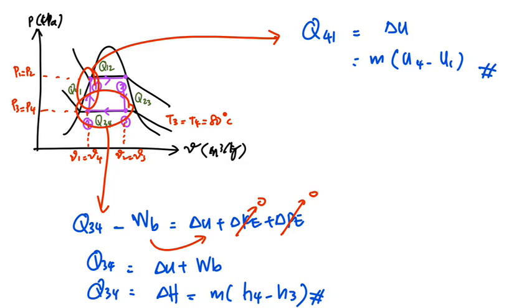And for Q41, because of the isochoric process, the WB will be 0. The remaining formula is just Q41 equal to delta U. Expanding this, delta U equals M multiplied by U4 minus U1. So you can determine all the heat transfer for each process by using these formulas.